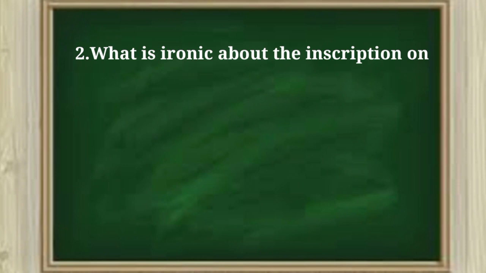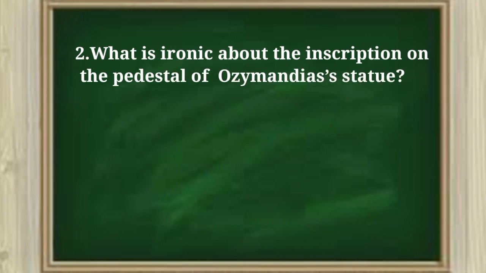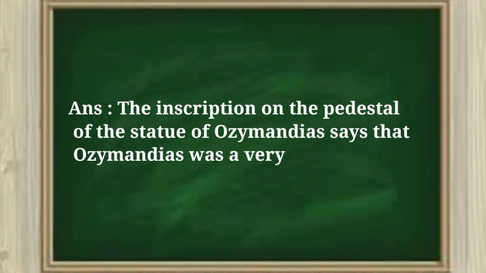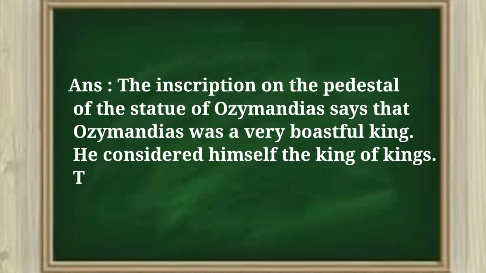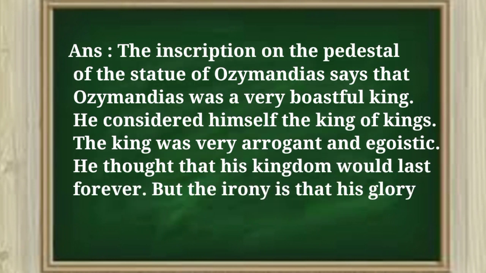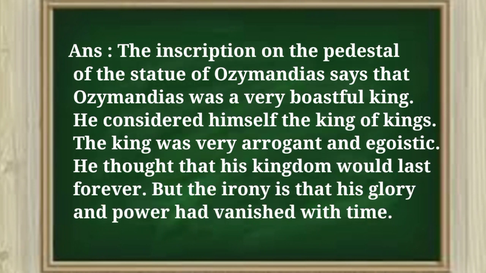Number 2. What is ironic about the inscription on the pedestal of Ozymandias' statue? Answer. The inscription on the pedestal of the statue of Ozymandias says that Ozymandias was a very boastful king. He considered himself the king of kings. The king was very arrogant and egoistic. He thought that his kingdom would last forever, but the irony is that his glory and power had vanished with the time.